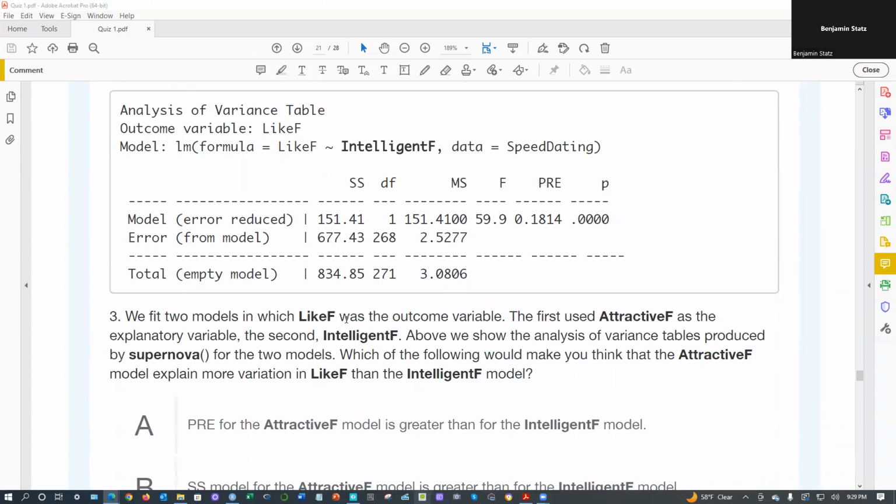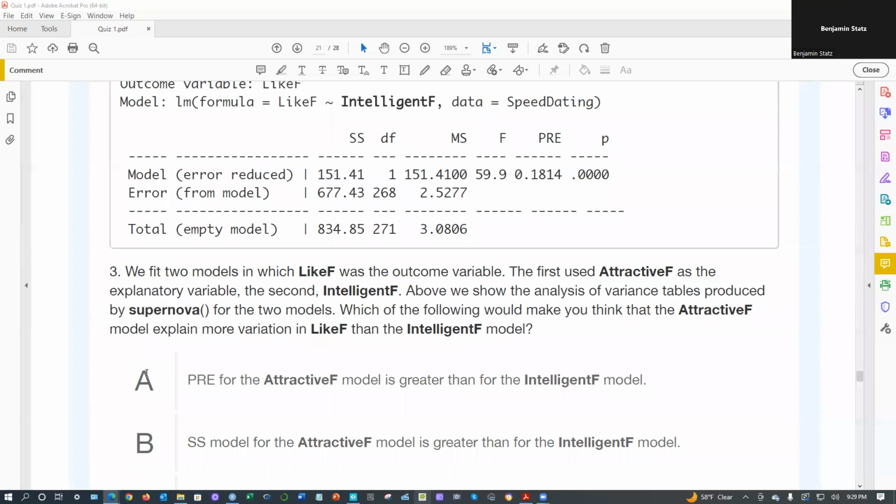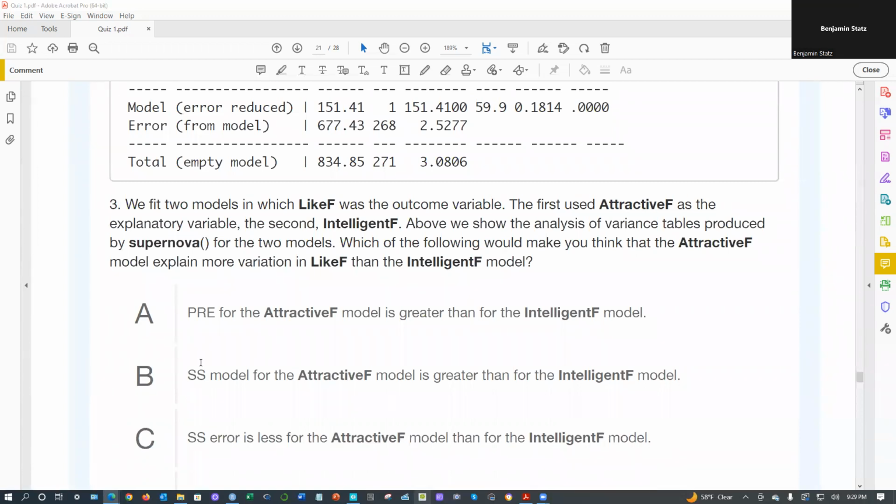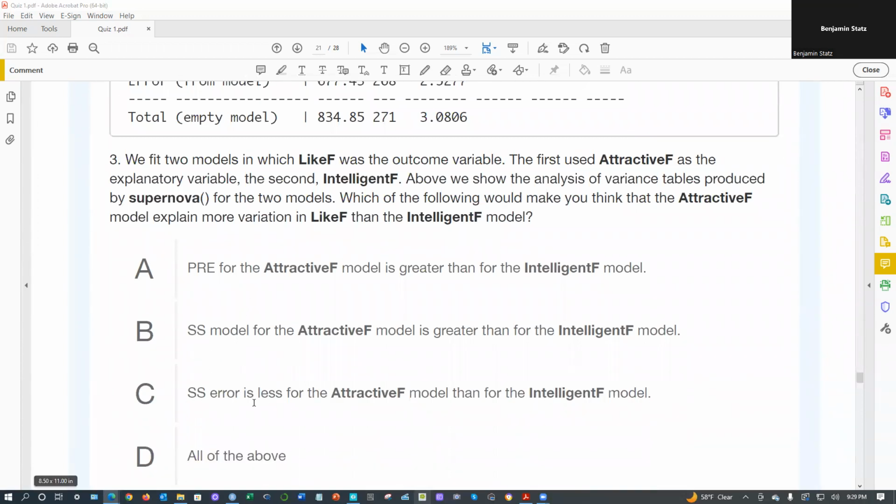We fit the model with like F as the outcome variable, that's the Y variable. The first uses attractive F as the explanatory variable, the second intelligent F. Above, we show the analysis of variance table produced by supernova for the two models. Which of the following would make you think that the attractive F model explains more variation in like F than the intelligent F model? SS model, SS error, everything you can utilize.